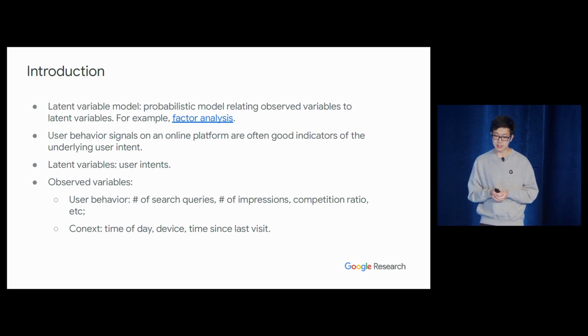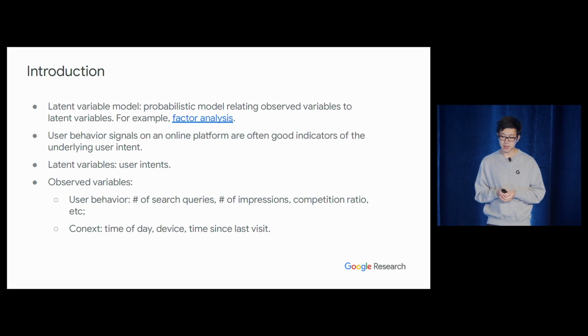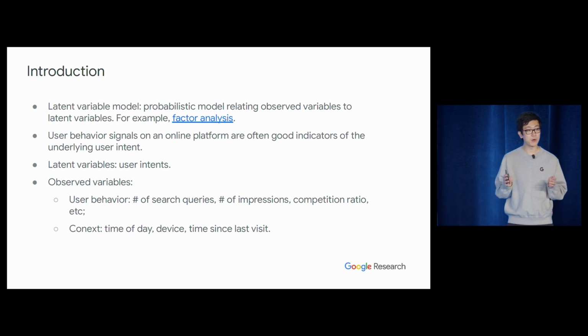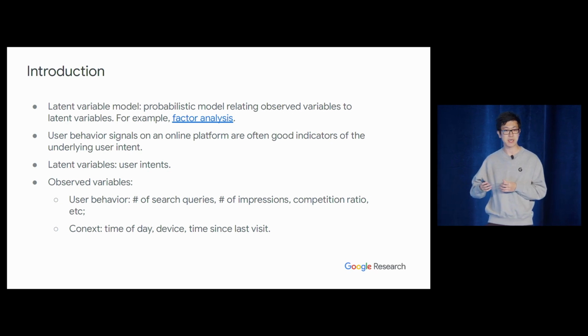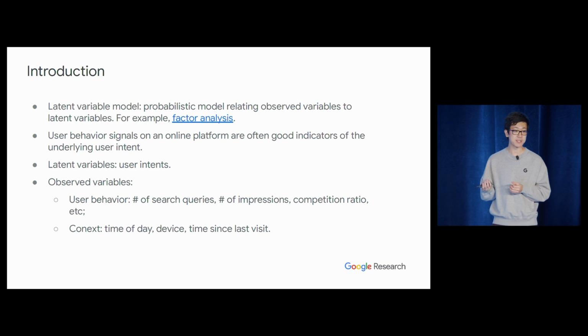So again, using this latent variable model, the latent variables here are the user intent, whereas the observed variables are behavior signals. For example, it could be the number of search queries on the platform, or a number of impressions, or a completion ratio, or things like that. You can define your own behavior signals based on your use case.